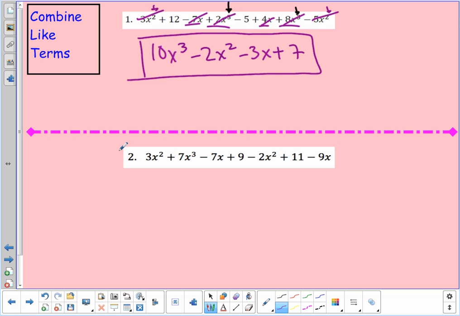If I look at number 2, again, I just have a whole bunch of terms strung together here. I want to just combine the like terms and put them in standard form. So I'm going to start with the largest power. My largest power is 7x to the third. And that's the only one that I have, so I didn't have to combine it with anything else. Then I have x squareds, so 3 minus 2 gives me 1. So I have plus 1x squared. And then the negative 7 and negative 9x would come next, so negative 16x. And 9 and 11 gives me 20.